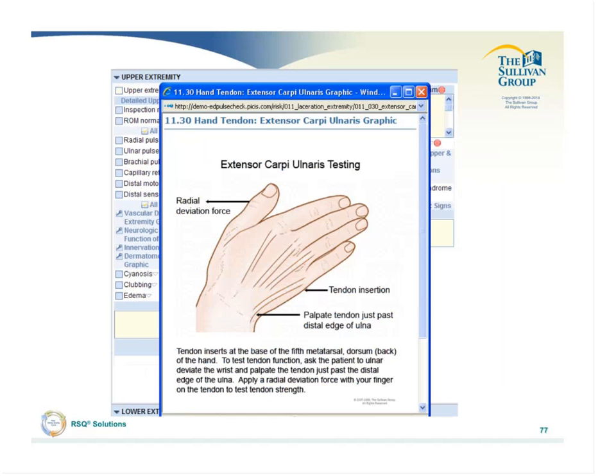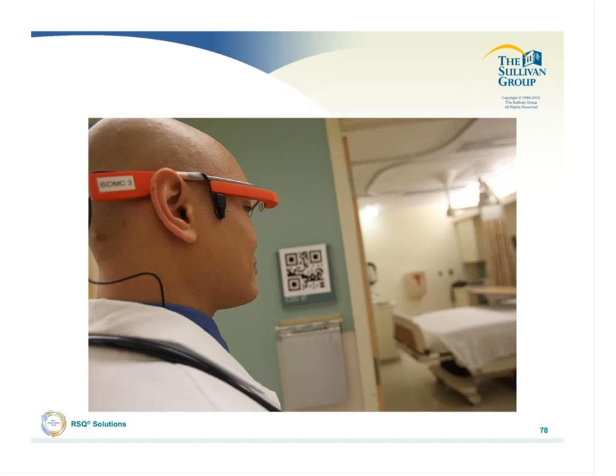So that's all available too. The insertion, how to test it, ask the patient to do this or that, and then I get to check the box on tendon, and I can be intellectually honest. I checked that tendon. How cool is this?